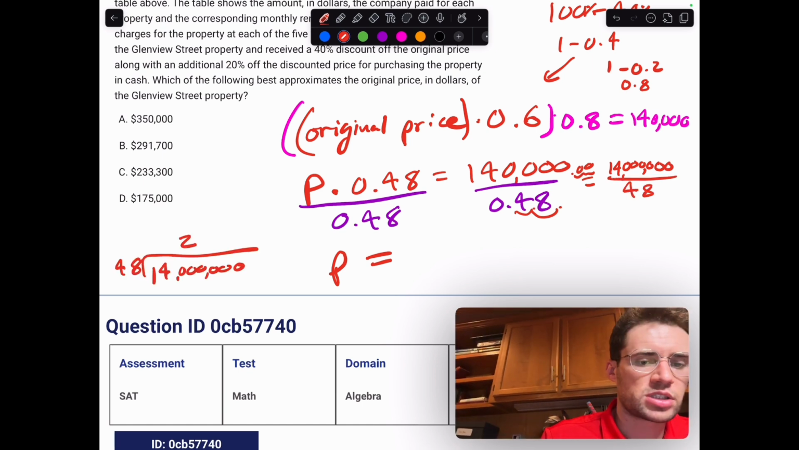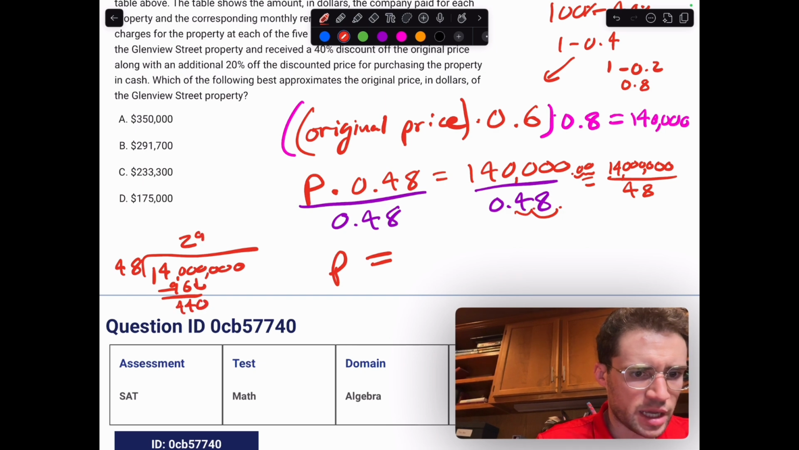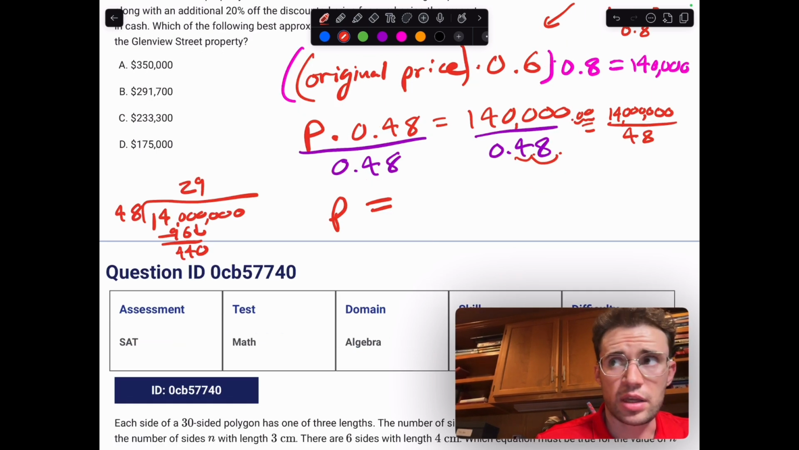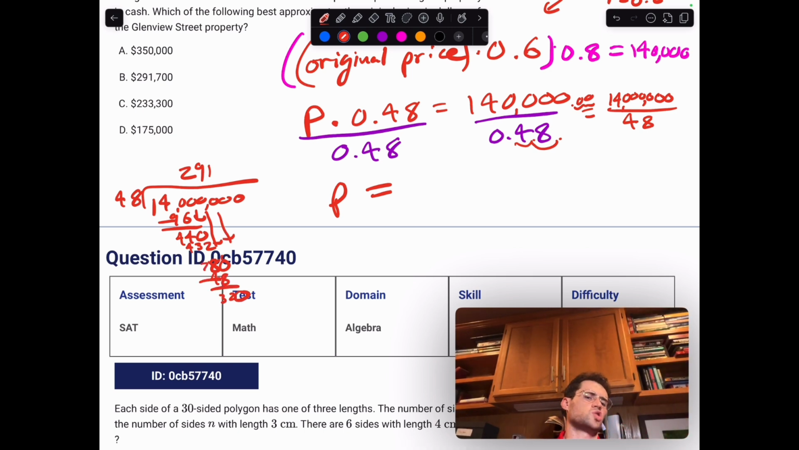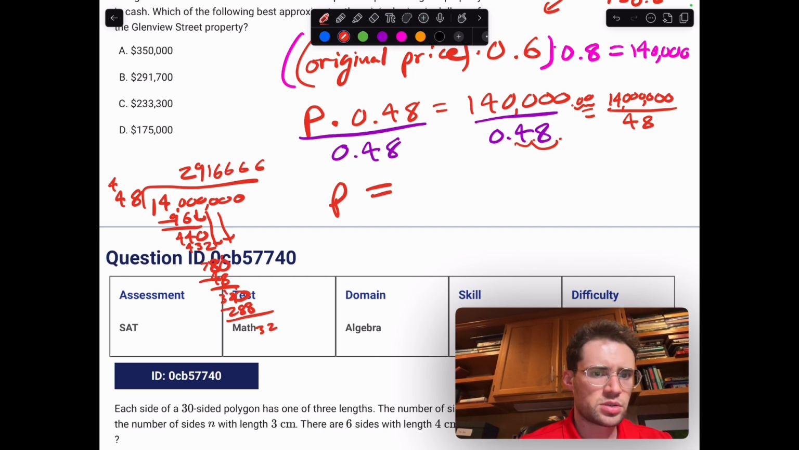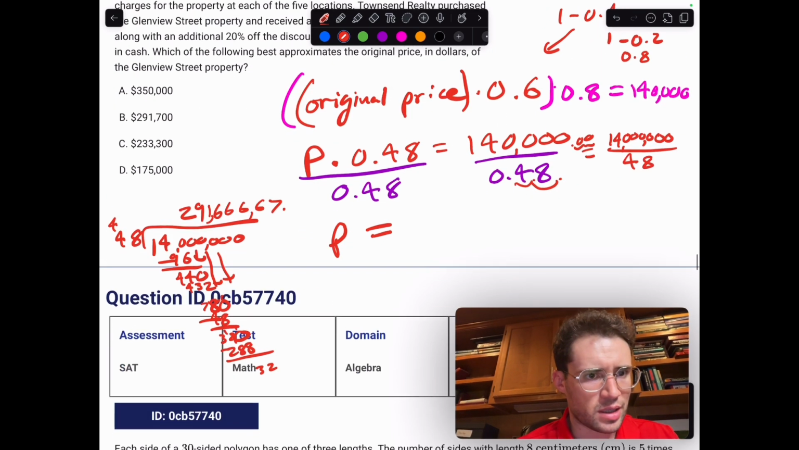48 goes into 140 just under 3 times. So 2 times is 96. Subtract, that would be 44. Bring a 0 down, it goes into that 9 times. 9 times 48 would be, let's see, 480 minus 48, it's 432. We get an 8. Bring a 0 down, it goes into 80 1 time. That's 48. 80 minus 48 is 32. Okay, bring a 0 down. This would go into 320 6 times. So 6 times 8 is 48. 6 times 4 is 24, which is going to be 28. 32. We're just going to cycle through now. So it's 291,066.67. Now they round it to the nearest, looks like $100.